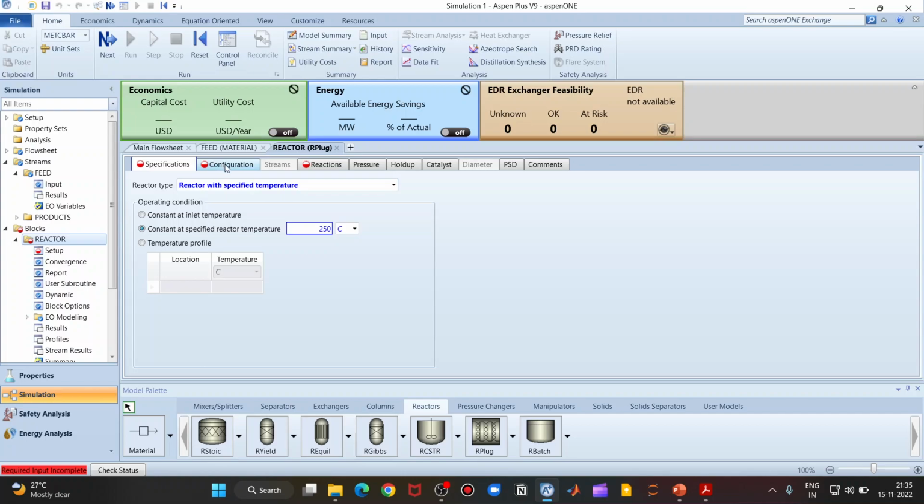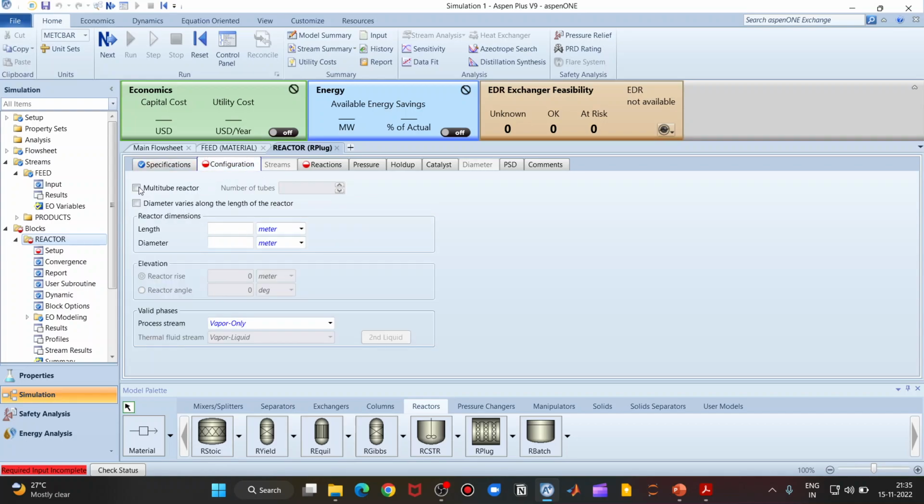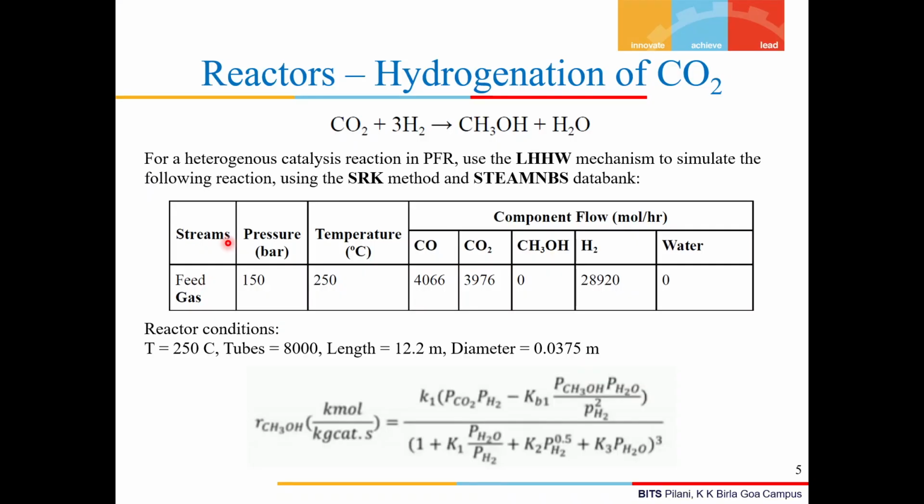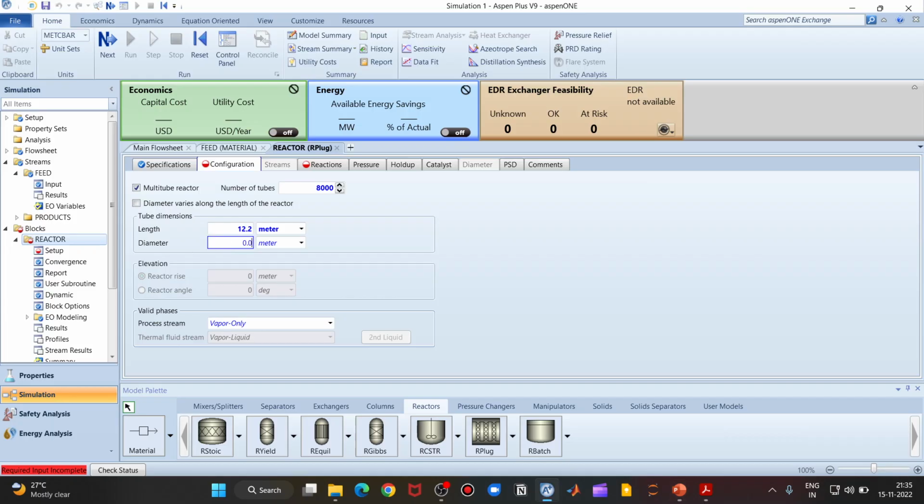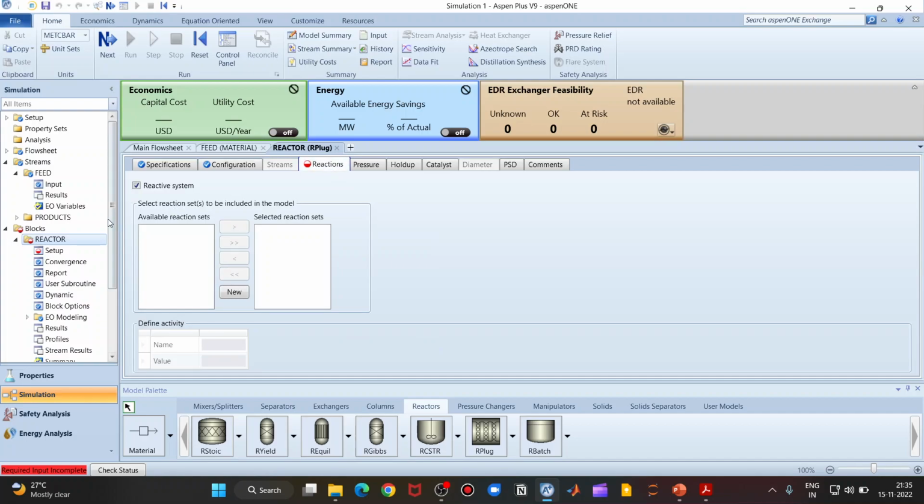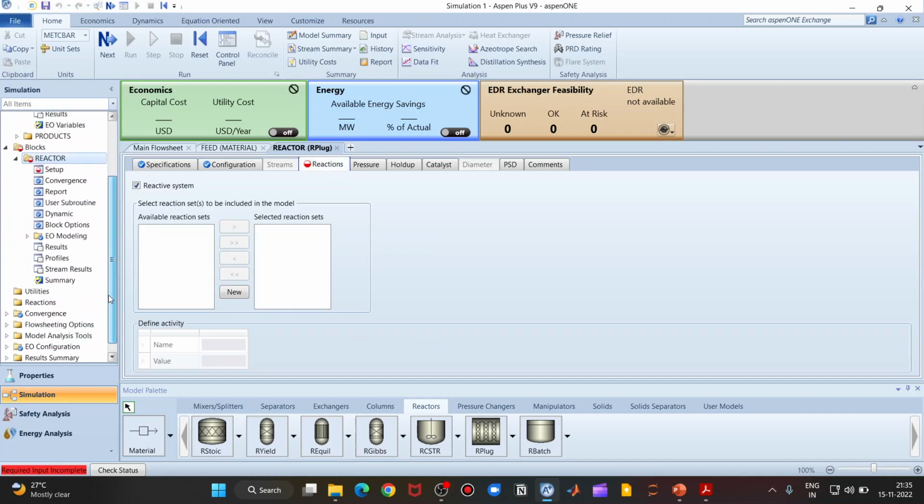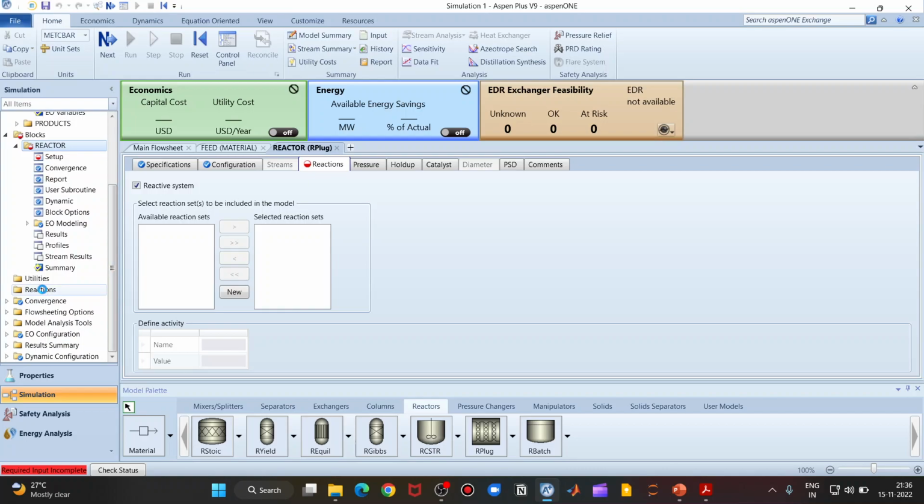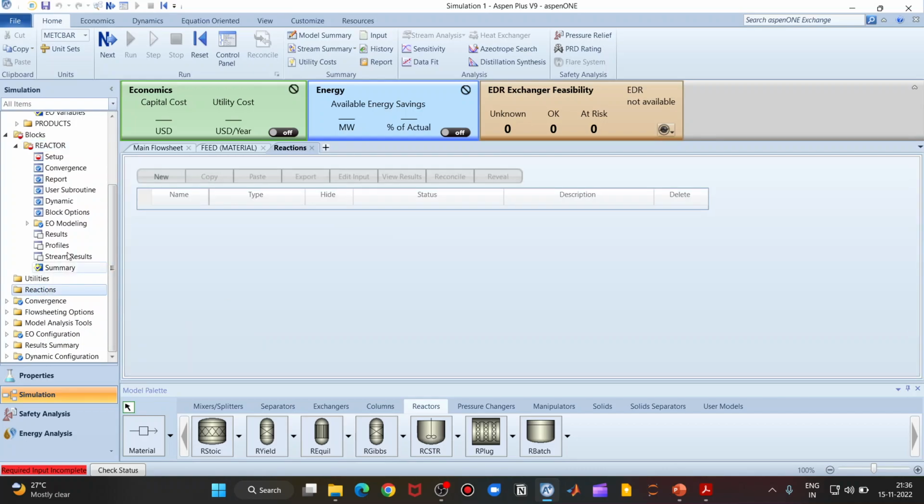So let's go to the configuration and click on multi-tube reactor because we are having multiple tubes, which is 8000 in this case, and the length of the reactor is given as 12.2 and the diameter of the reactor is given, it is 0.0375 meters. Okay, so before we go into the reaction tab, if you remember from the previous reactor problem, we went over here and we entered the reaction and then we came over here and added it. So we'll be following the same approach.